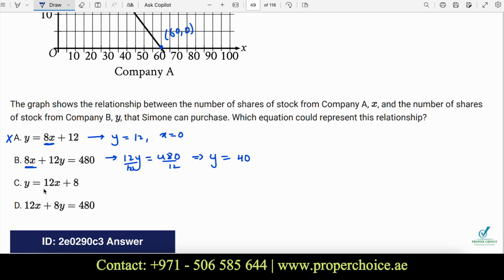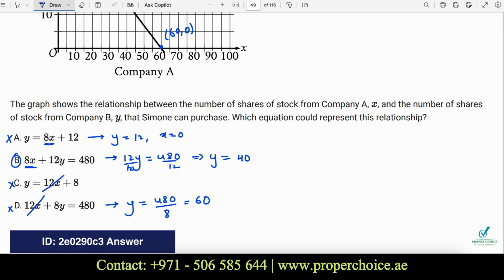When I'm saying x is 0, ignore this part because this turns out to be 0. This is giving me y equal to 8, which is wrong. And when we put x equal to 0 here, what is the value of y? y equal to 480 divided by 8, which is going to be 60. So I need a y-intercept to be 40. So definitely B is the right answer.